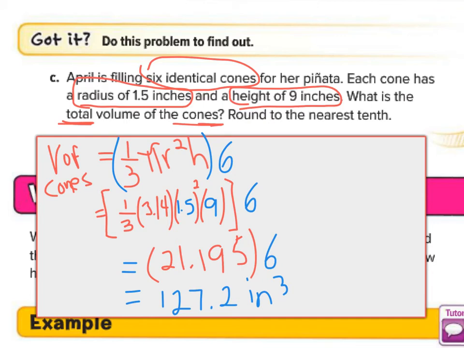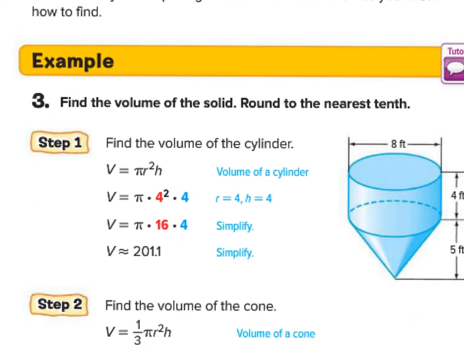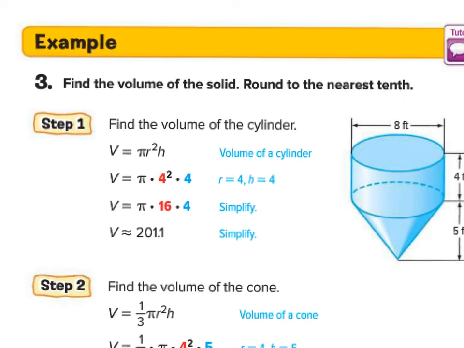Now let's look at the volume of composite figures. Volume of composite solids. When a composite solid includes cylinders and cones, you can find the volume by decomposing it into solids whose volumes you know how to find. For example, example 3 has a cylinder and a cone. We find the volume of the cylinder and we find the volume of the cone, and then we add the two together, right?